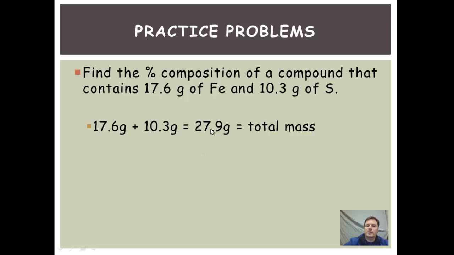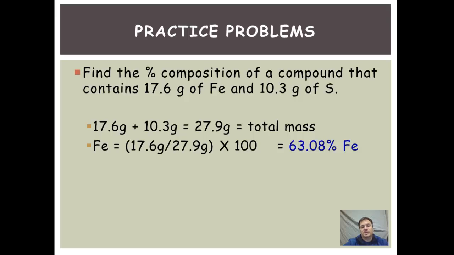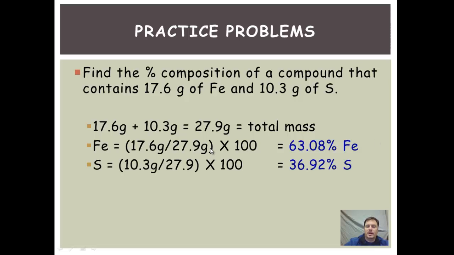Now that we know this, we can divide each of the elements by the total to figure out the percentage. So 17.6 divided by 27.9 times 100 means it's 63.08% iron. Okay, to find sulfur, two ways. We can take 10.3 divided by 27.9 times 100, and it gives us 36.92. The other thing we could have done, since we know it's only two elements, once we got the iron, we could have taken 100 minus 63.08, and that would have given us 36.92. Either way will work.